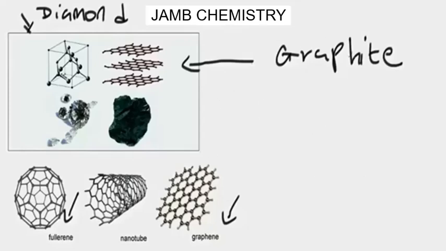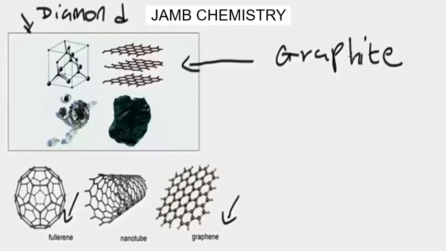Now let's look at the properties of graphite. Graphite is a soft and slippery substance, so it's not as hard as diamond. Again, graphite has a high melting point as well, and graphite is able to conduct electricity and thermal energy because it has free electrons flowing in it. So take note of these properties of graphite and diamond. The common property between diamond and graphite is that they both have high melting points.